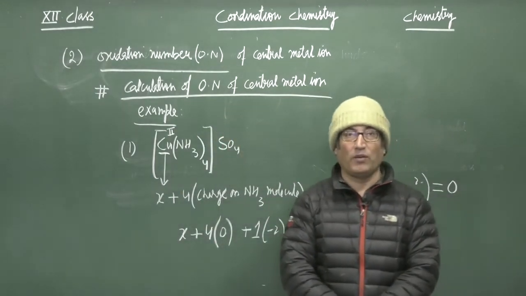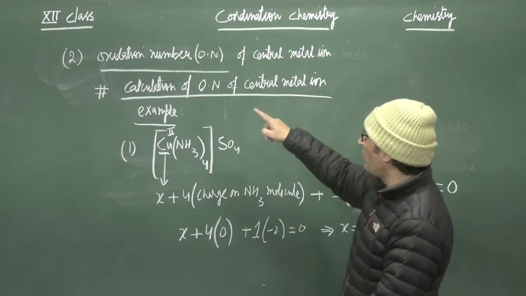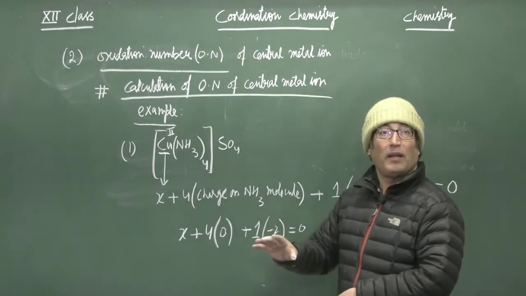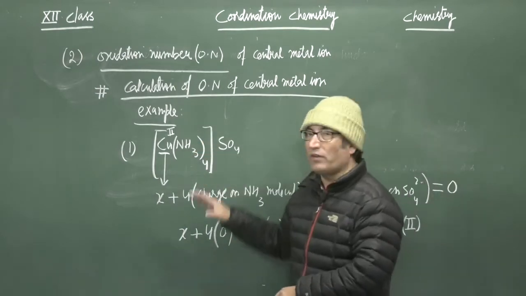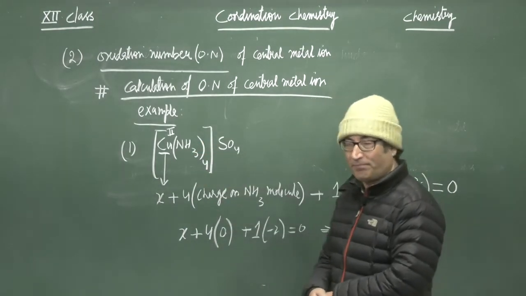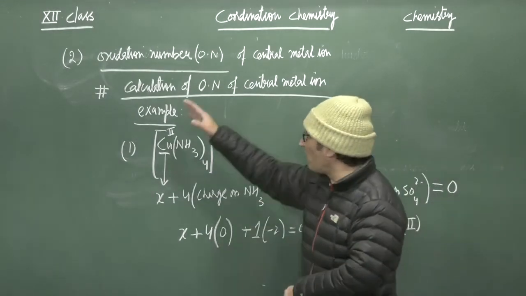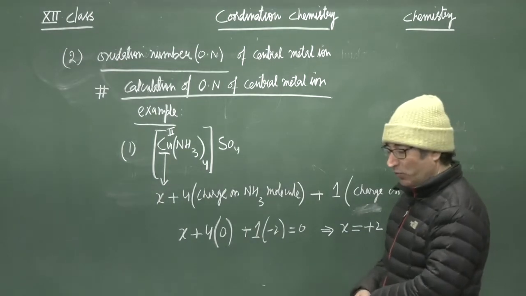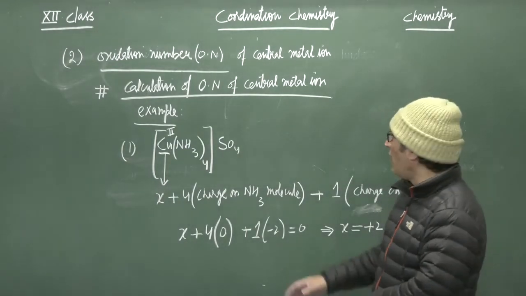I think it's very clear to you how to calculate the oxidation number. So what do I define? I define the oxidation number as the residual charge. Then a very simple method of calculating it: you form an equation, put the unknown oxidation number equal to some variable, then add up the charge on all the species. If the overall species is neutral, that sum will be equal to 0, and with the help of that equation, we'll come to know the oxidation number of the central metal ion.